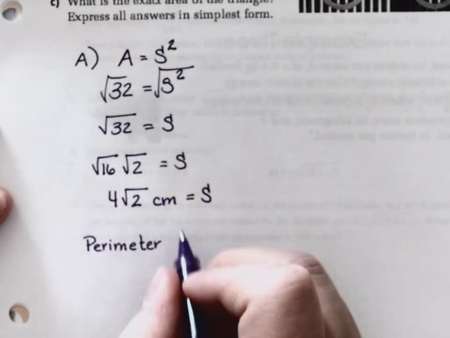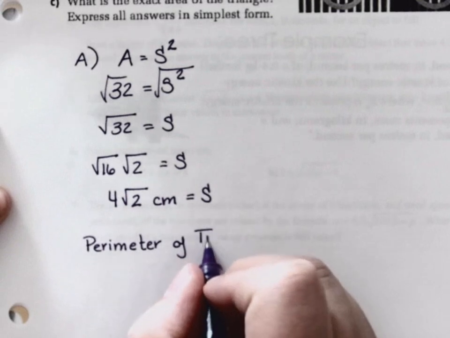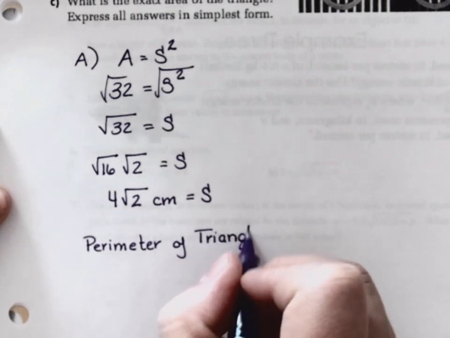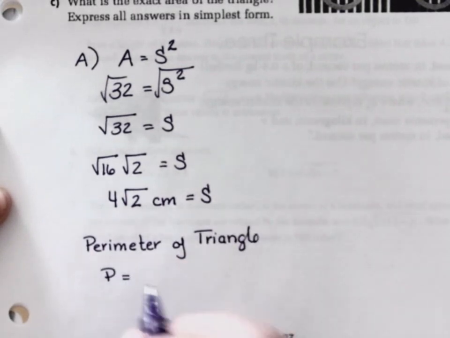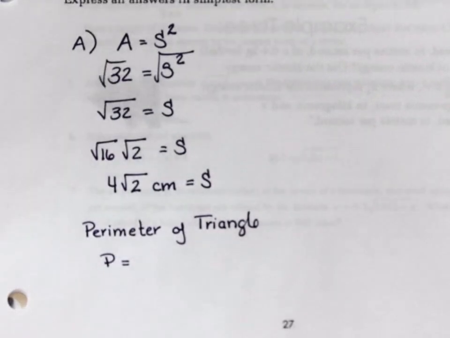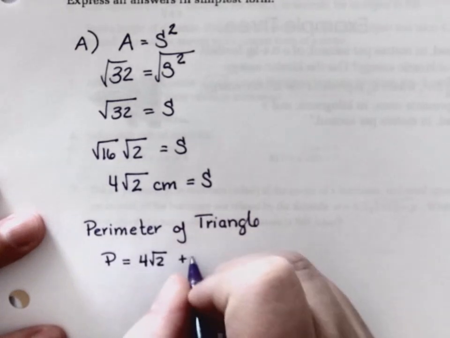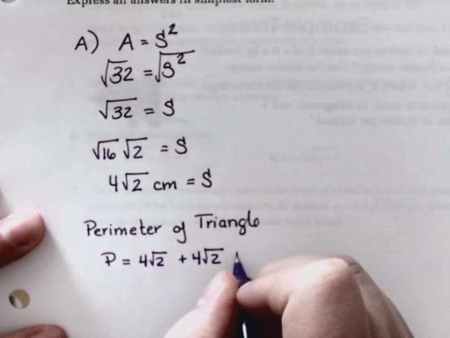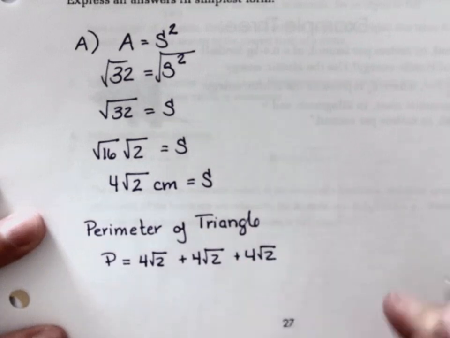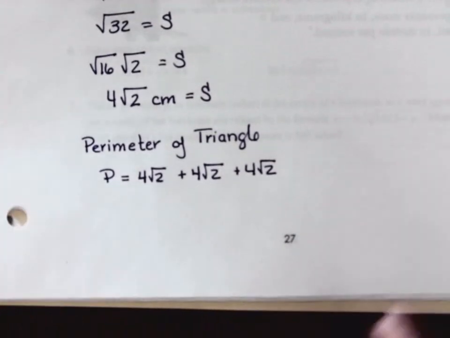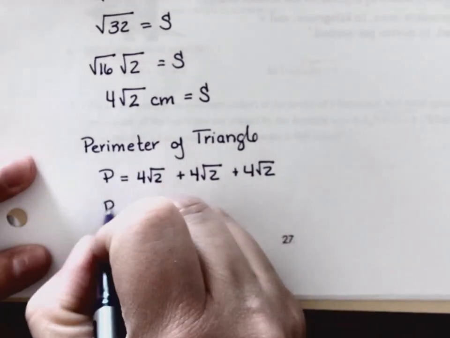How do we find perimeter? Sum of all sides. So we're going to take the perimeter, and we said it was an equilateral triangle. So what do we know about all sides? They're all the same. So I'm going to take 4 root 2 plus 4 root 2 plus 4 root 2. And we all know that triangles have 3 sides? Yeah? Okay. Just like to double check.